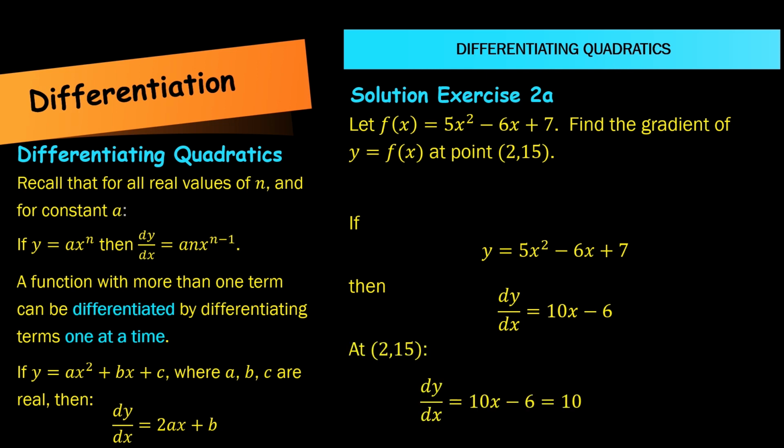Now at 2, 15, dy dx equals 10 times x minus 6. And here we have x equals 2. This, of course, gives us 10 times 2 minus 6, which is equal to 14.